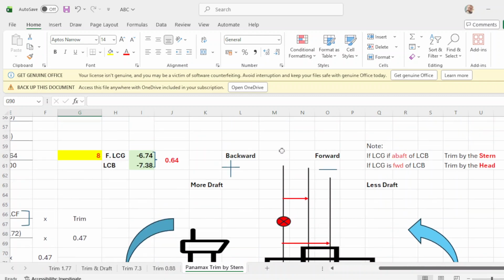Now, from amide chip, if you measure going forward, the sign is negative. If measured backward from amide chip, the sign will be positive. So take note again: if the measurement of LCG is from amide chip going forward, the sign will be negative, and the measurement of LCG going backward from amide chip, the sign will be positive. Okay, so scroll down.